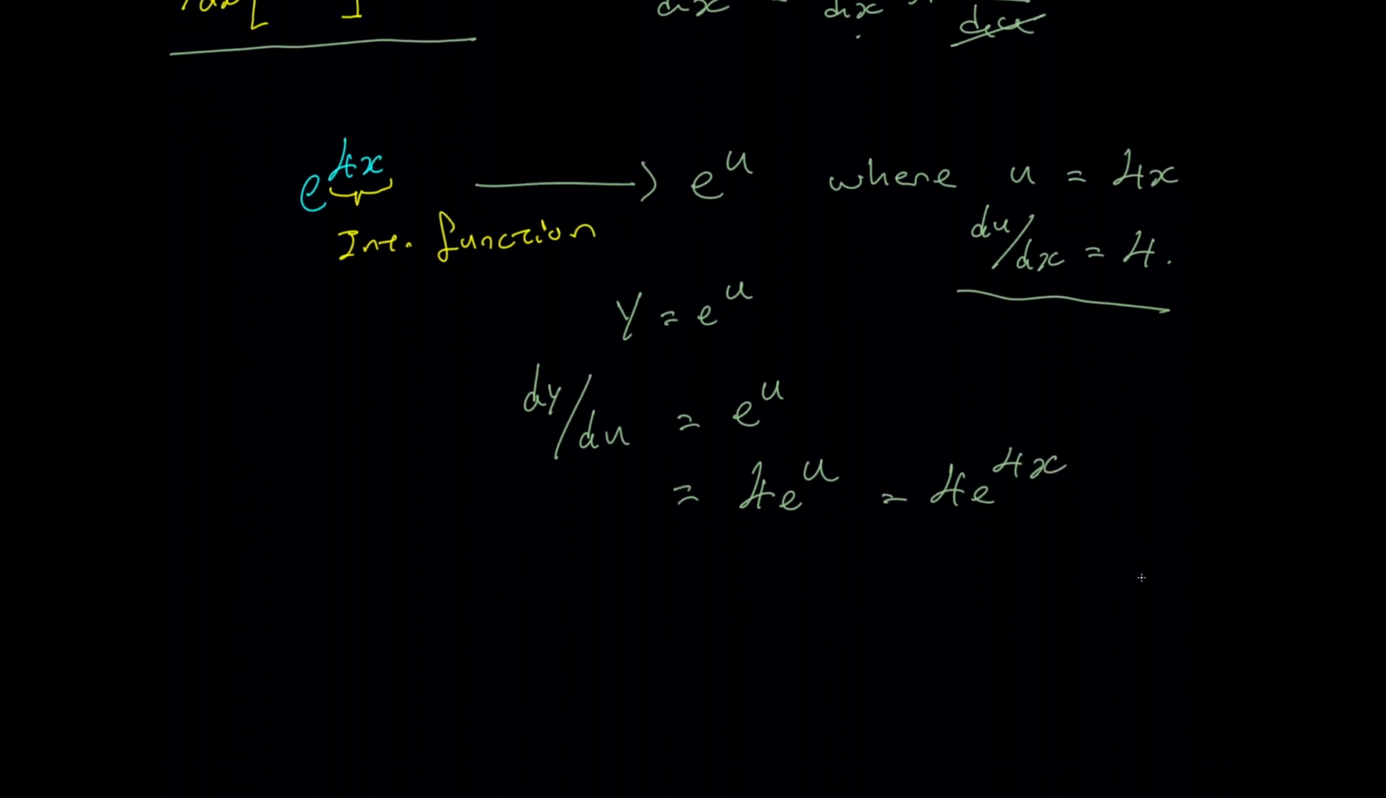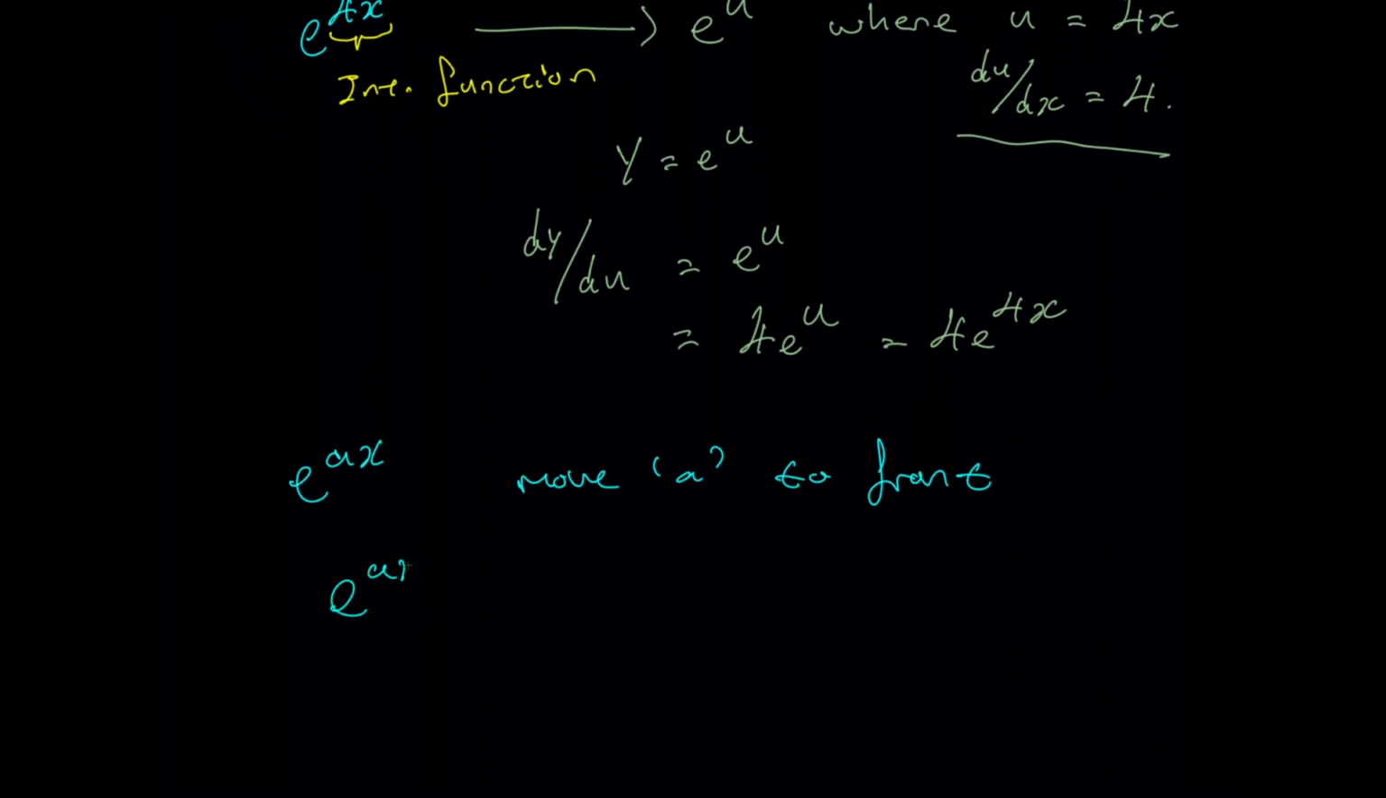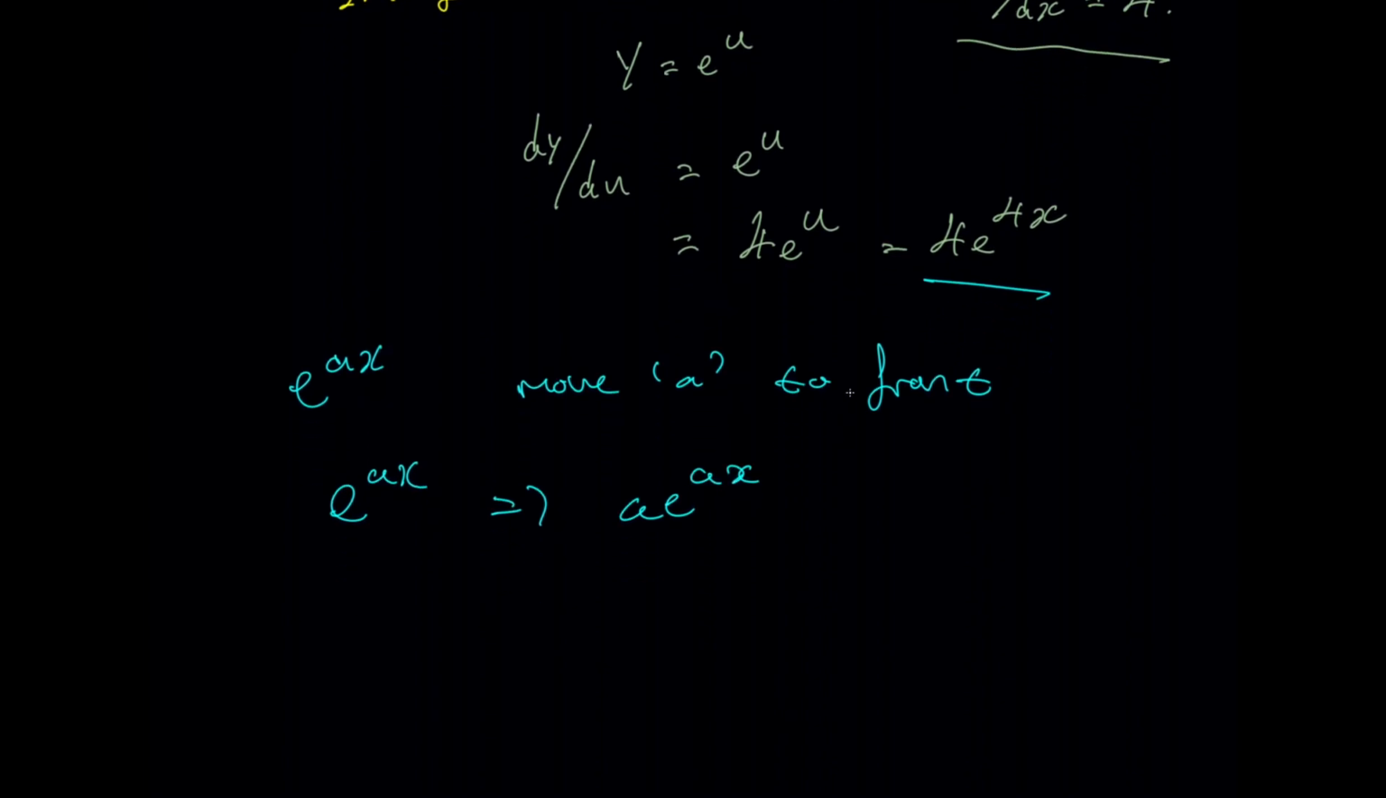So essentially, when you have a function like e to the power of ax, just move that a to the front, and that's it. Differentiating e to the power of ax gives just a e to the power of ax. That's what we've seen up here. That was a bit of a mouthful.